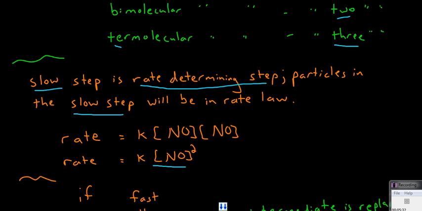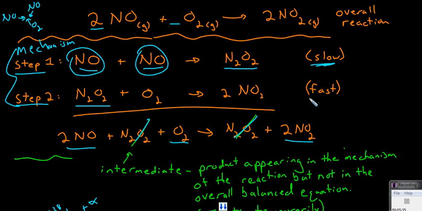The fast step is not involved in the rate law because, examining here, what determined how quickly our product was formed? The thing that occurred really slowly, very rarely. Once you form this intermediate, it's able to react very quickly. So its brief presence and further reaction doesn't determine how quickly the overall reaction occurs.